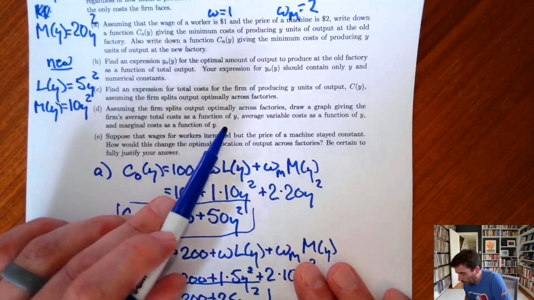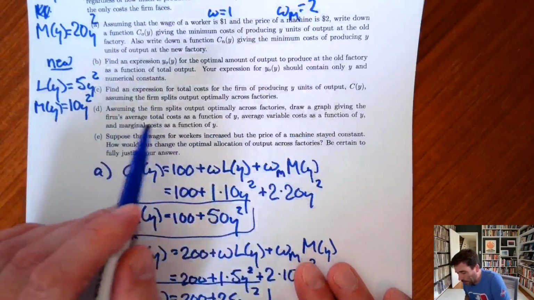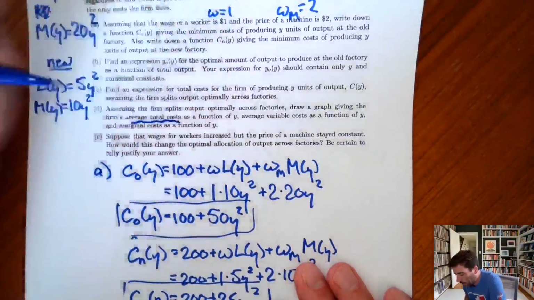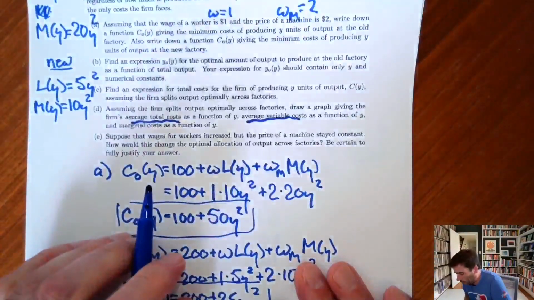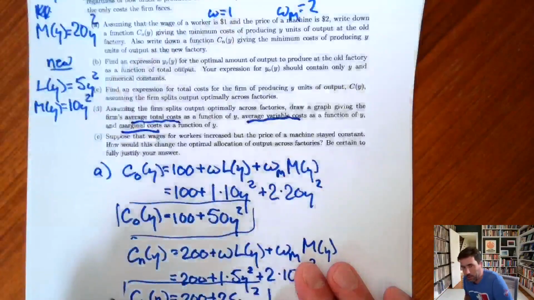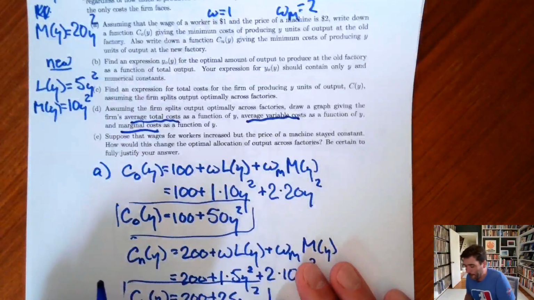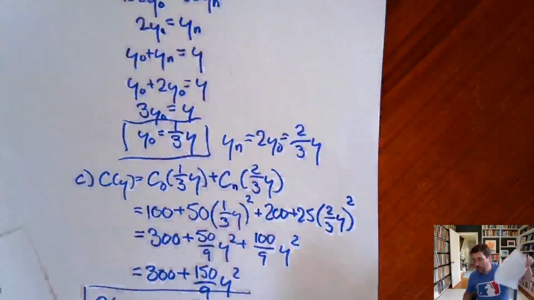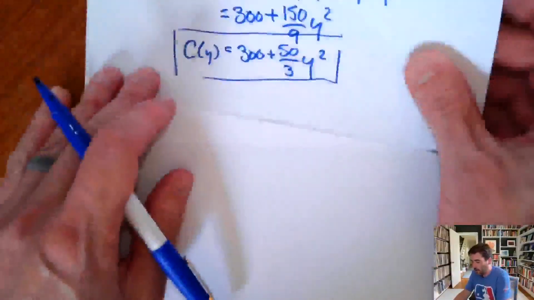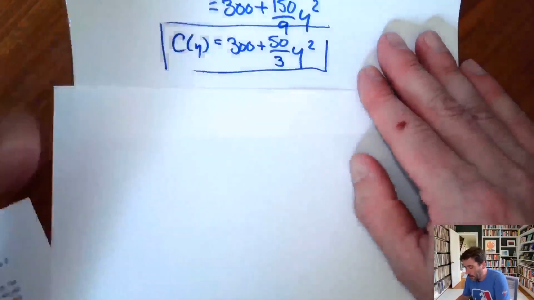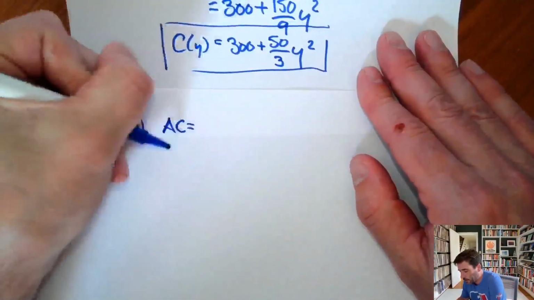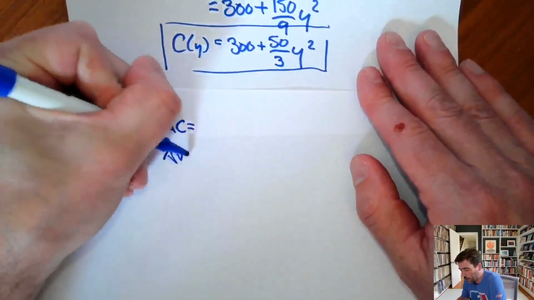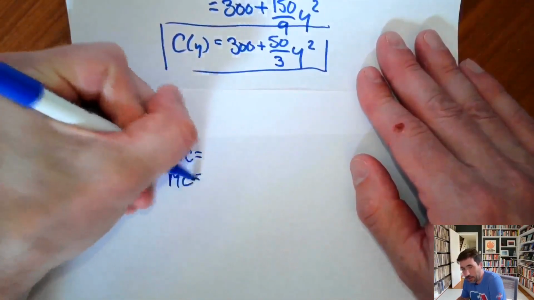Assuming the firm splits output optimally across factories, draw a graph giving the firm's average total costs as a function of y. We also want average variable costs as a function of y, and we want marginal costs as a function of y. All right, so we've got our cost function. Let's keep that up at the top here. And so I need to graph in part D. We need average cost, we need average variable cost, we need marginal cost.